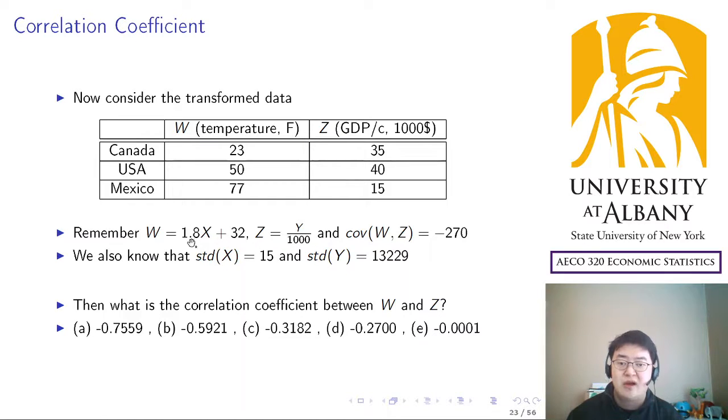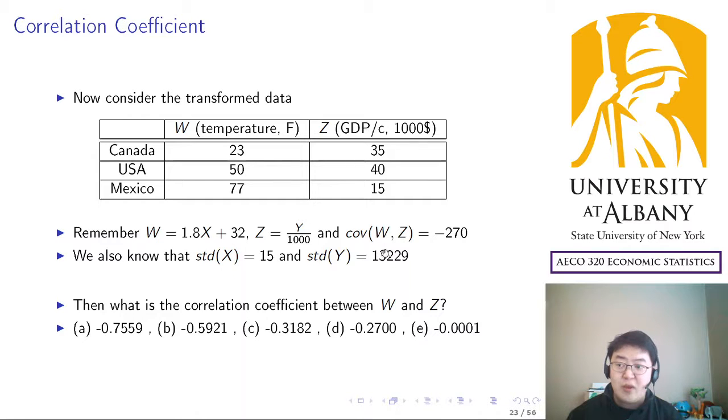So when you multiply by 1.8, standard deviation will be increased by the same ratio. However, addition does not change the standard deviation. That was the point. Once you calculate the standard deviation of W and Z, then you can calculate the covariance divided by those standard deviations.